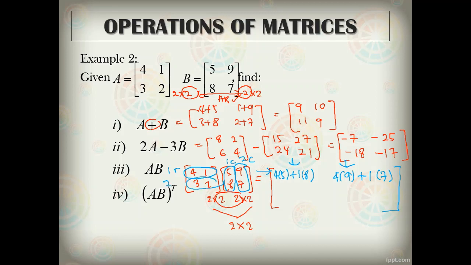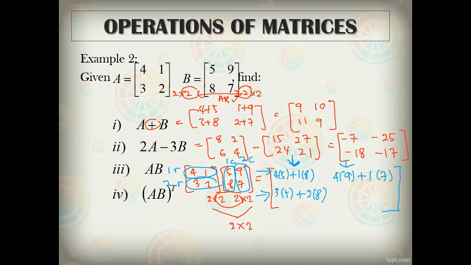Let's move to the second row. Now we are going to create the second row, first column. So where is the second row? The second row is here. First column where? This is the first column. So the product of the second row and first column should be here. So 3 times 5 plus 2 times 8.